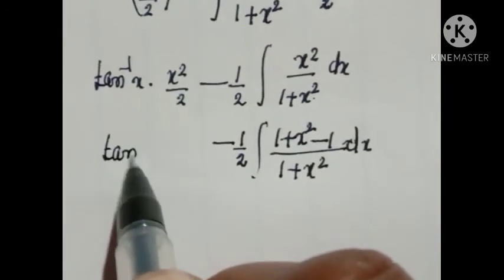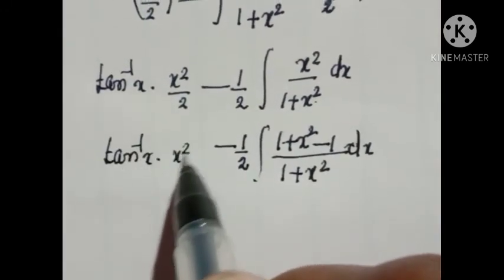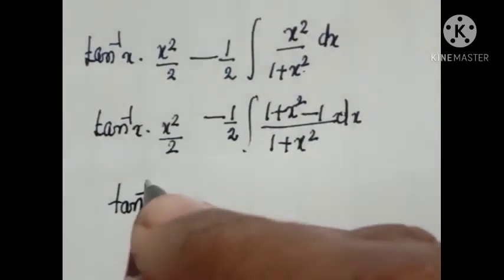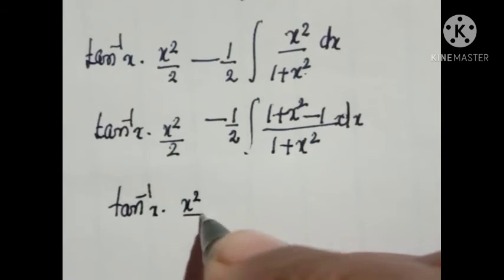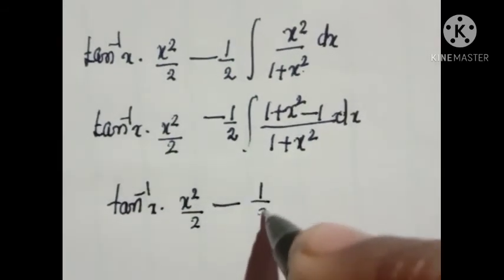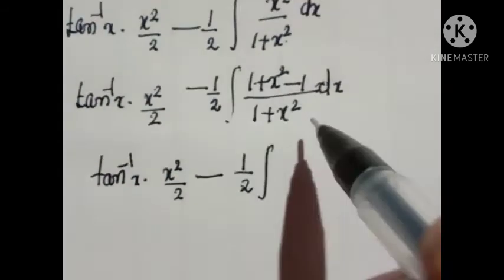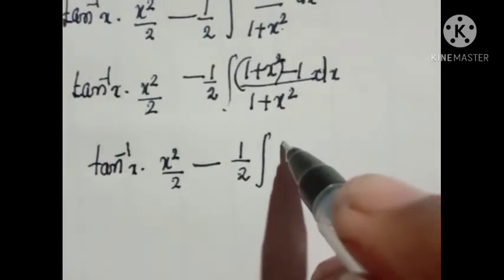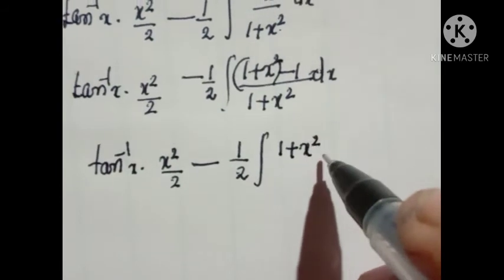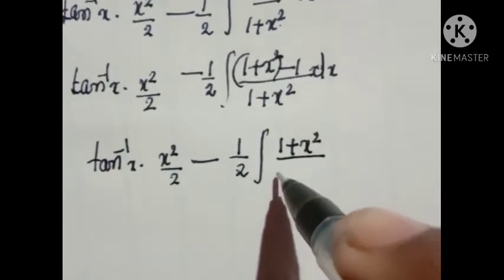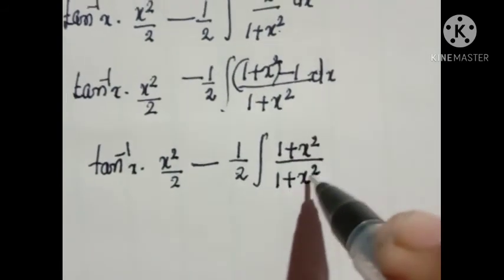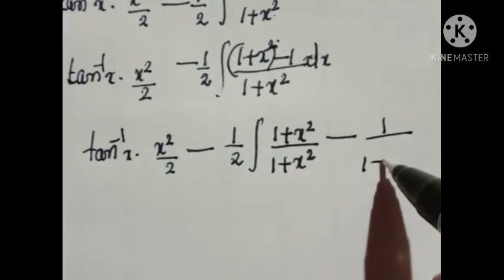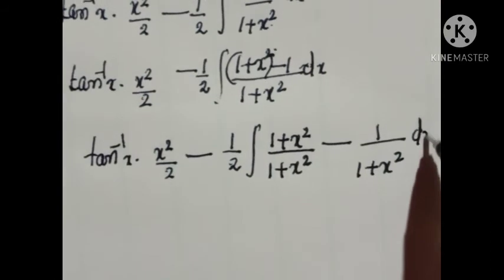Now this term tan inverse x into x square by 2, as such there is no change. So this is equal to tan inverse x into x square by 2 minus 1 by 2 into integral. Now associate these two terms, 1 plus x square together, and divide this term by 1 plus x square, minus 1 by 1 plus x square dx.